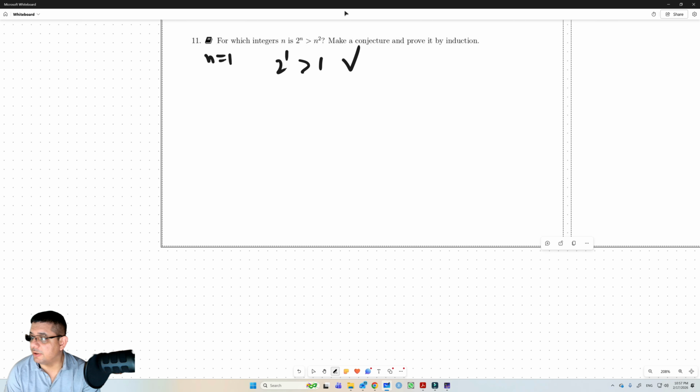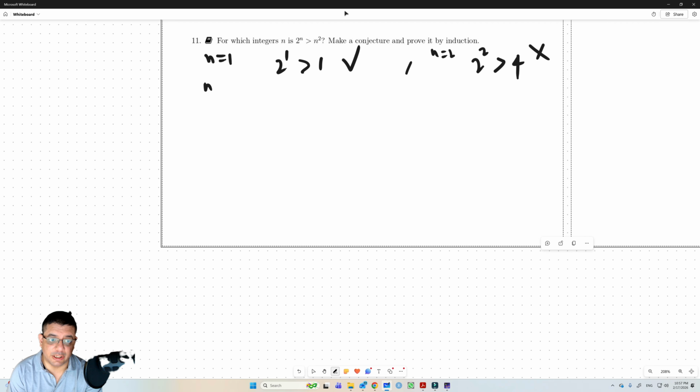Let's test for another value just to be sure. For n equals 2, 2 to the 2 will run into problems, because 2 to the 2 is 4, and here this is also 4. So 4 is not bigger than 4. So we have a problem here.